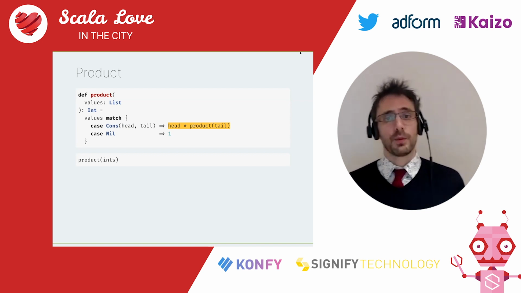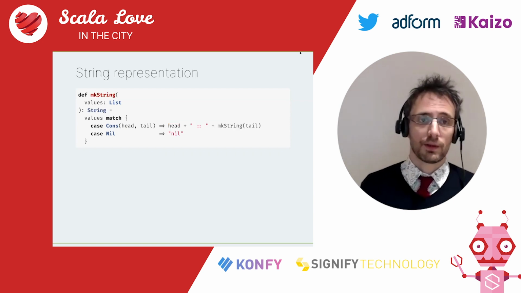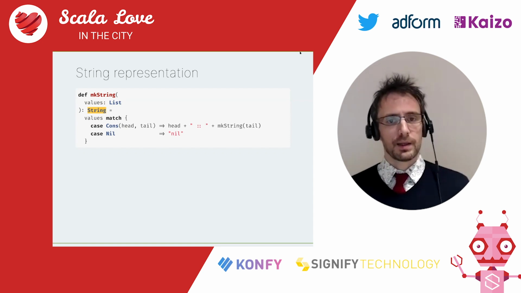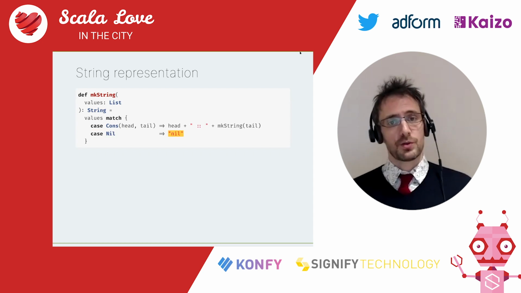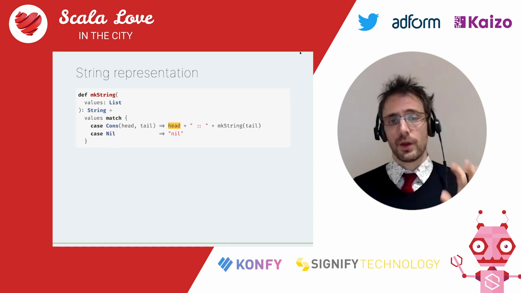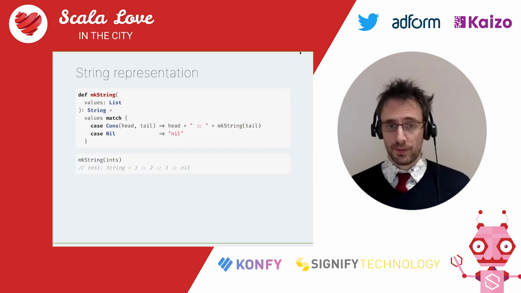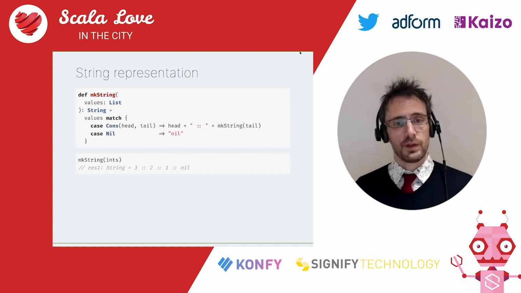This is a pattern that comes up a lot. We could, for example, compute a string representation of a list. It takes a list, returns a string by pattern matching, and the smallest problem, the empty list, has a solution of the nil string. And more complicated problems will map to the head concatenated to cons, concatenated to the string representation of the tail, so the solution to the smaller problem. And that will, of course, give us the expected result, the 3 cons 2, cons 1, cons nil string.